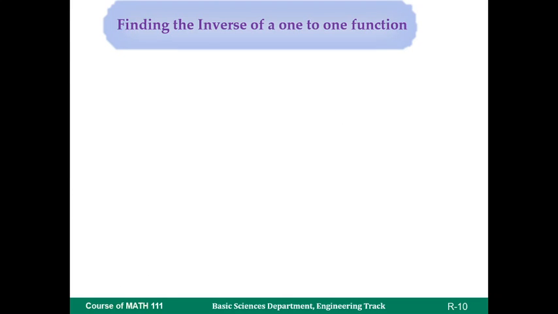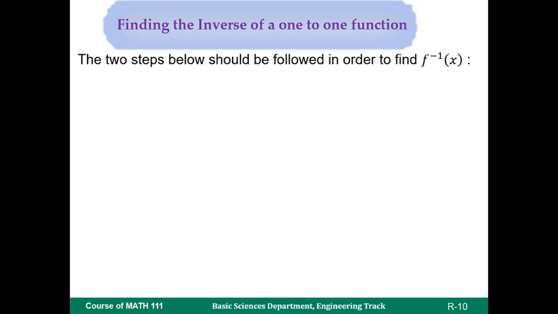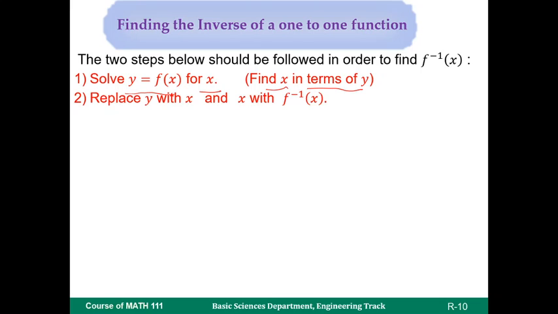Now, finding the inverse of a one-to-one function. How can you find the inverse of a function? We will follow two steps. There are lots of methods for this in other books, but especially one or two methods are very common. We will show you this one. Solve y equal to f of x for x, which means find x in terms of y. Then replace y with x and x with f inverse of x.